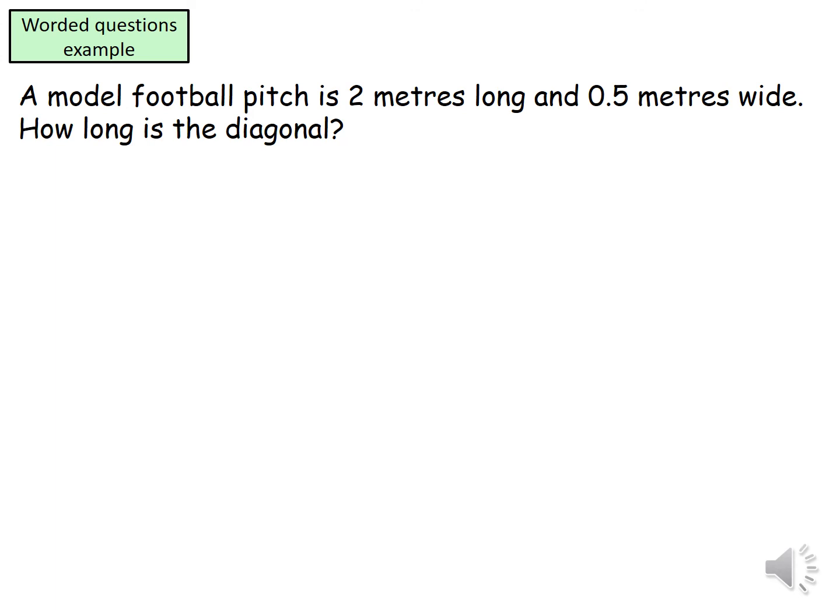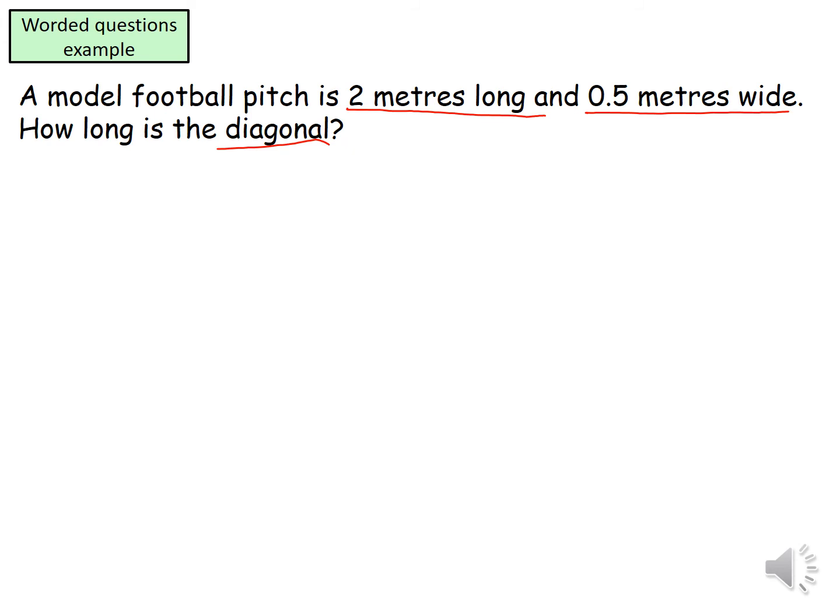Alright guys, this is our second example. A model football pitch is 2 meters long and 0.5 meters wide. How long is the diagonal? First thing that we need to do is highlight the key information, so we know that it's 2 meters long and 0.5 meters wide. We need to find out the diagonal.